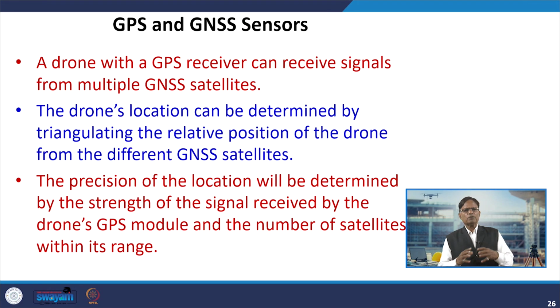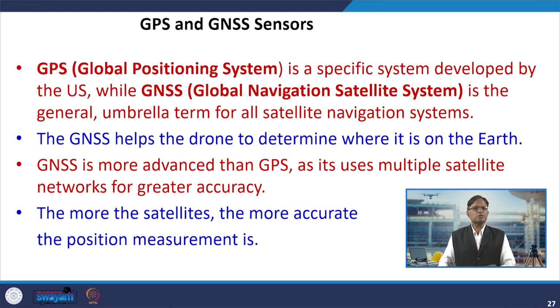So, when we are using a GPS or GNSS sensor, a drone with a GPS receiver can receive signals from multiple GNSS satellites, and the drone location can be determined by triangulating the relative position from the different satellites which have been captured. The precision of the location of that point will be determined by the strength of the signal we are receiving from the various satellites, and the number of satellites we are tracking within range will determine the precision of the point.